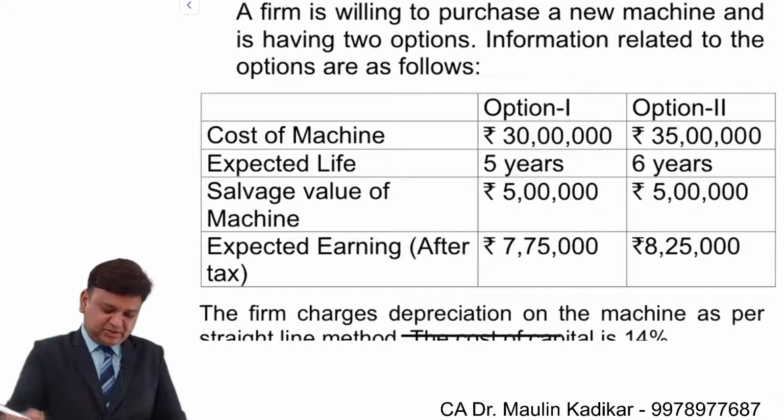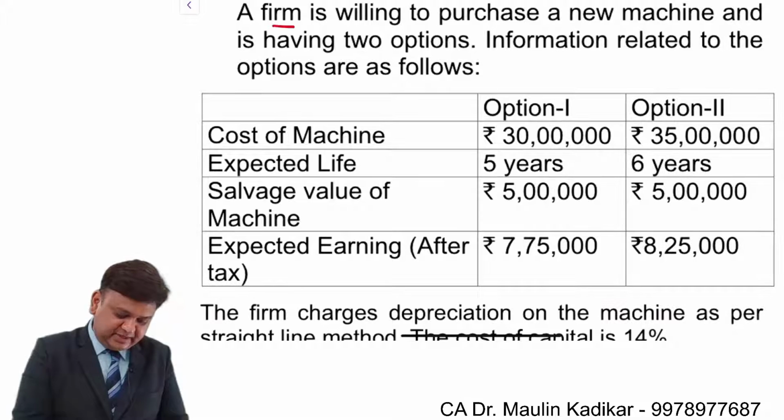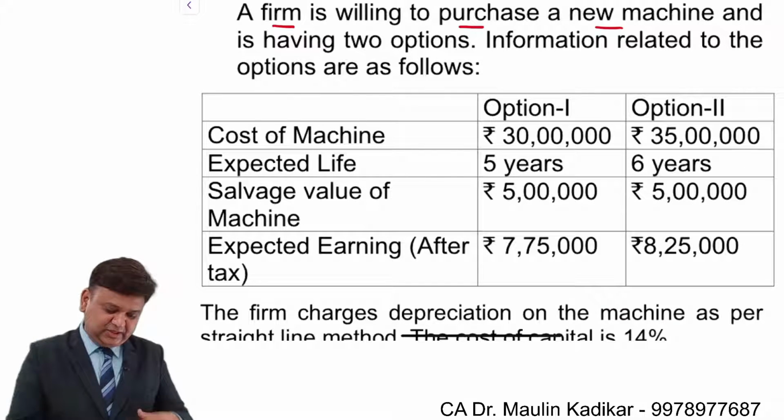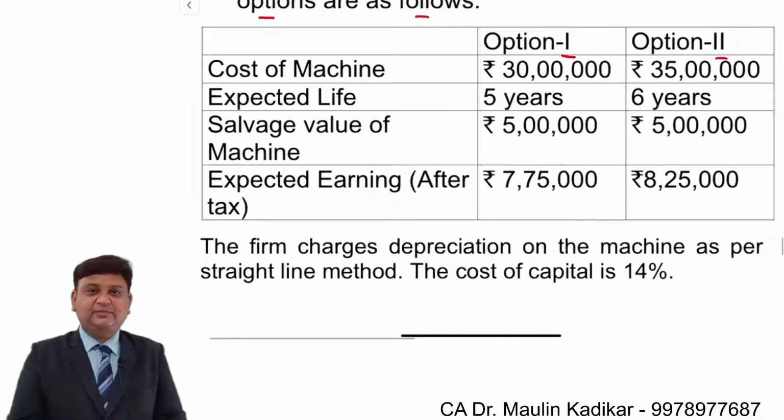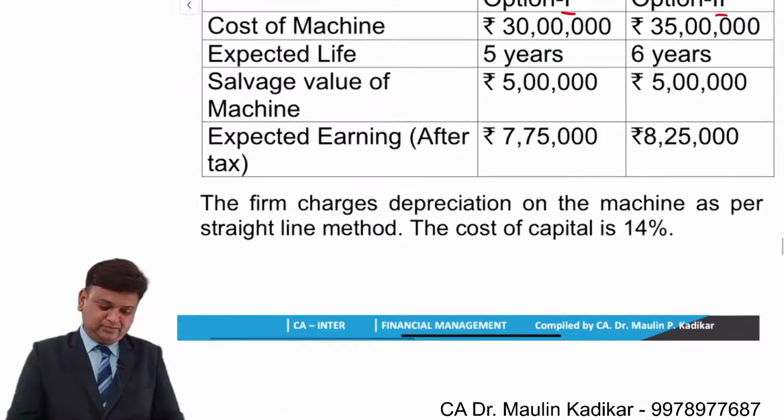Let us see the next question. A firm is willing to purchase new machinery and is having two options. Information related to the options are as follows. Option number 1 and option number 2.